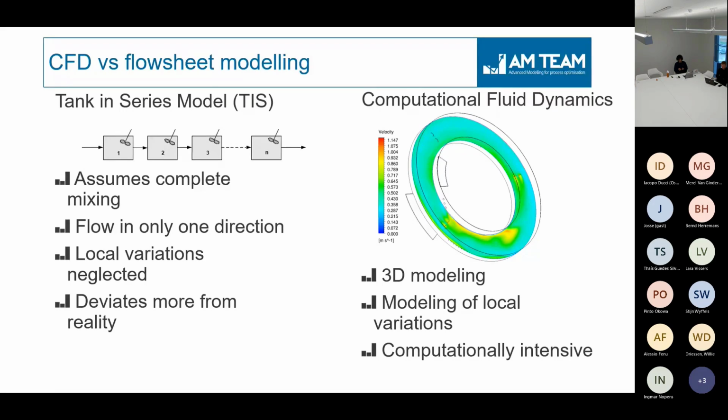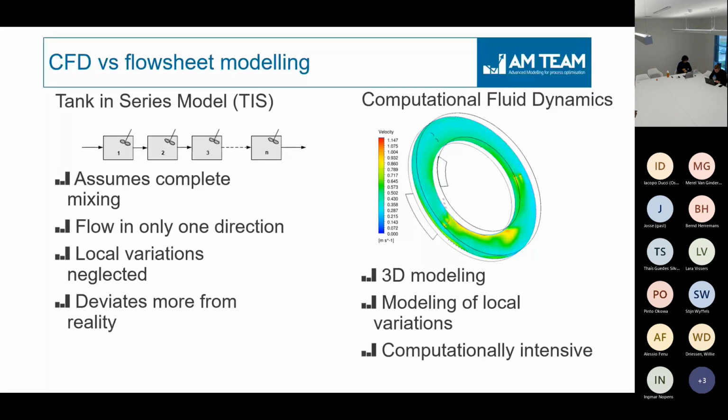Whereas computational fluid dynamic modeling takes into account the 3D structure and the design of your reactors, and it can model all the local variations down to a very small scale. This is something which is in your control, so you can really choose at what level of detail you want to model certain things. On the other hand, it's also computationally intensive, but it's getting easier with higher technology availability. Computers are getting stronger, so this resistance to doing CFD simulations is getting smaller and smaller. So this is a general overview of how both approaches compare.